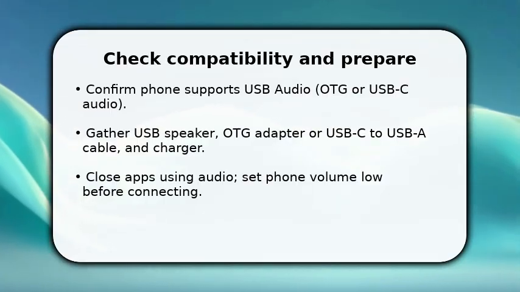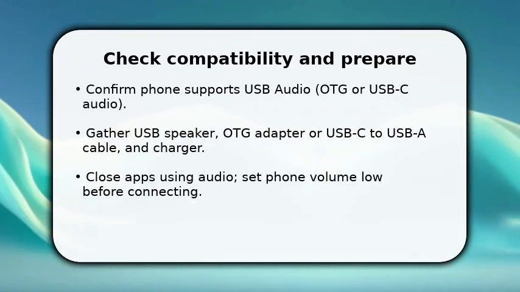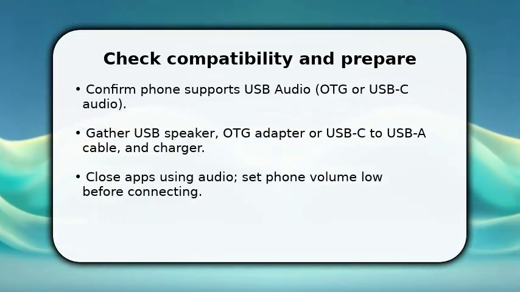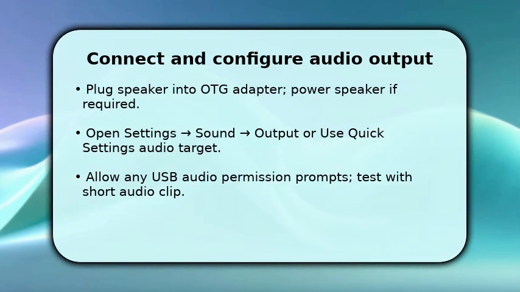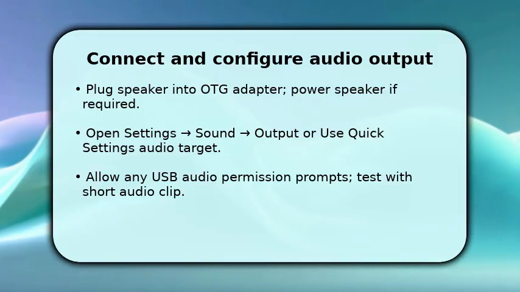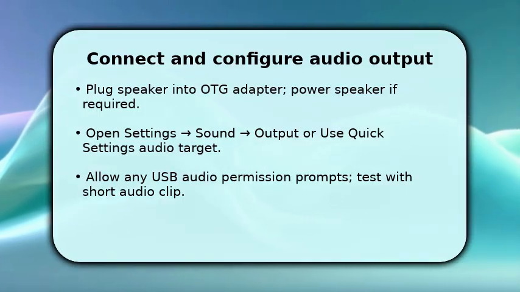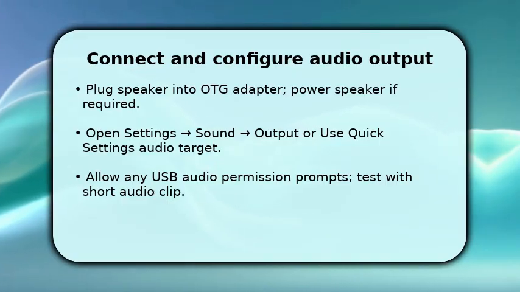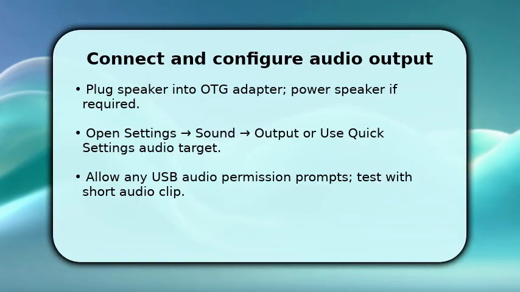If your speaker has a power switch, keep it off until the phone recognizes the device. Now plug the adapter firmly, so the phone can enumerate the speaker. You plug the speaker into the OTG adapter and power it on if needed, then connect the adapter to the phone. Do that now.